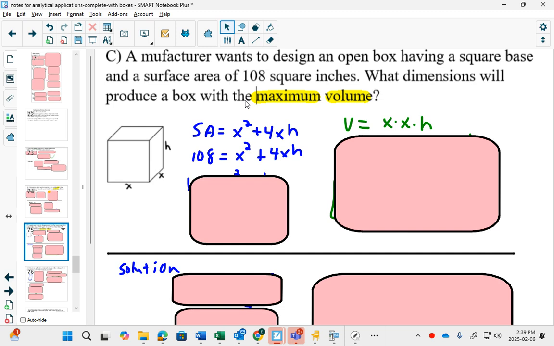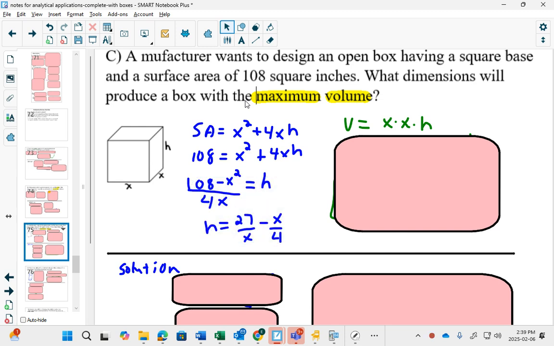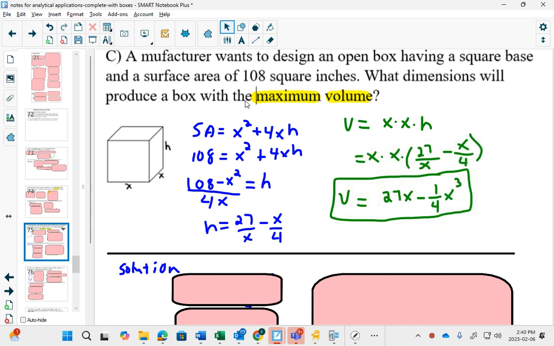The h. So I would have to move the x squared over, divide by 4x, get the h by itself. And once I have that h by itself, that allows me to plug it in to the other equation. And once it's plugged in, we've done our setup. Now we can optimize.